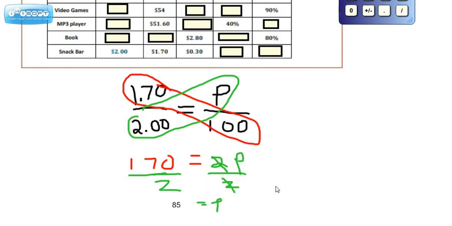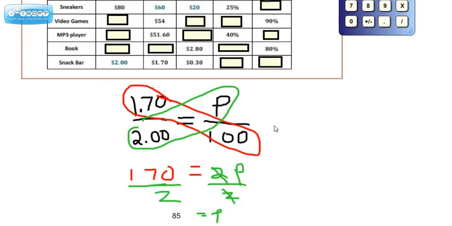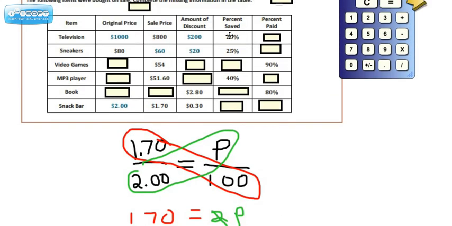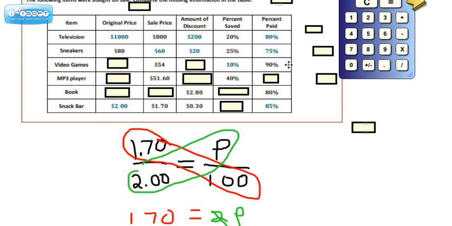All right, so now the hard part for some people is knowing which is that. Is that the percent saved or the percent paid? So it would be the percent paid. Now, if you need to figure out the percent saved, I just want to remind everybody that this plus this would equal 100%. 20 plus 80 equals 100%. 25% plus 75% would equal 100%. 10% plus 90% equals 100%.